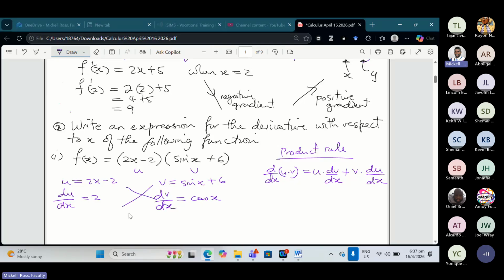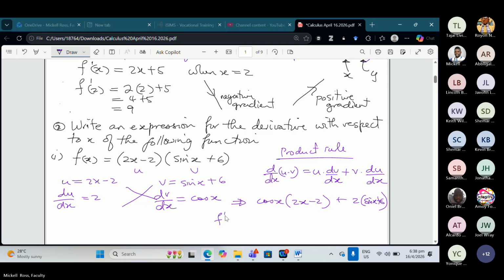Cross multiply. Why do we say we cross multiply? Because it is u times the derivative of v with respect to x, which is the first part here, plus v times the derivative of u with respect to x. All right. So what do we end up with? We end up with cos x times 2x minus 2 plus 2 times sine x plus 6.